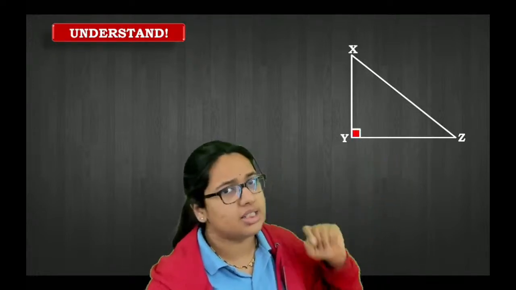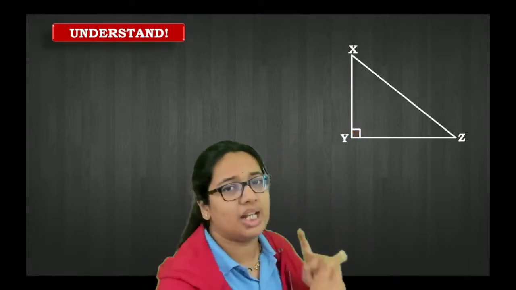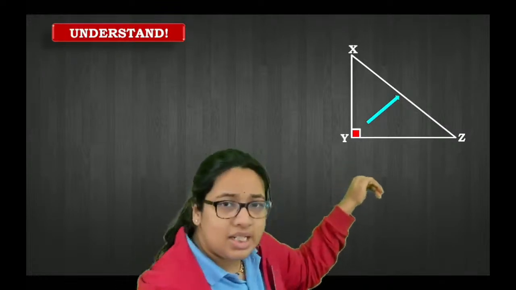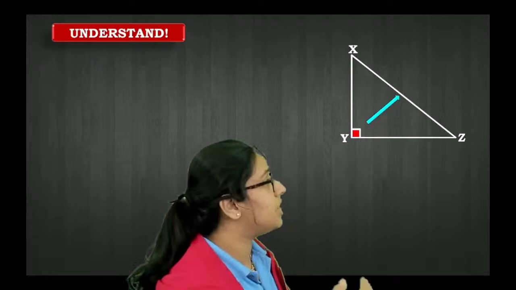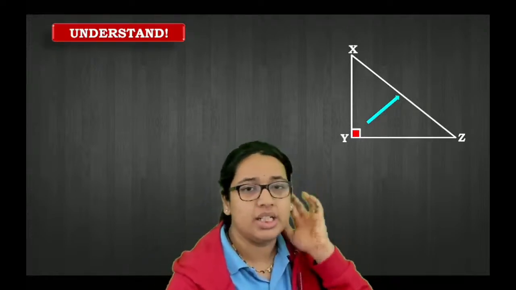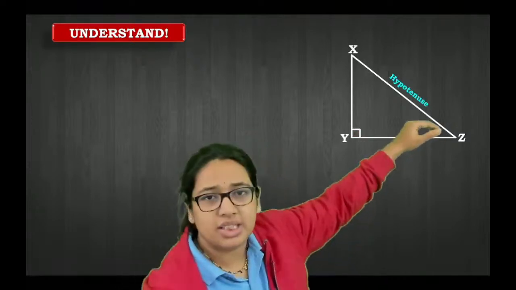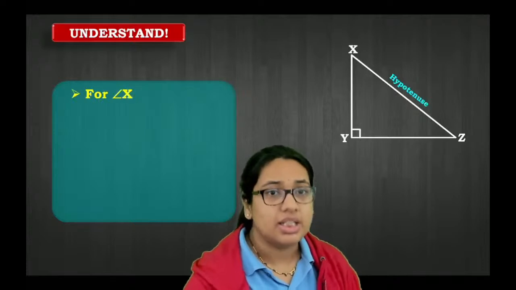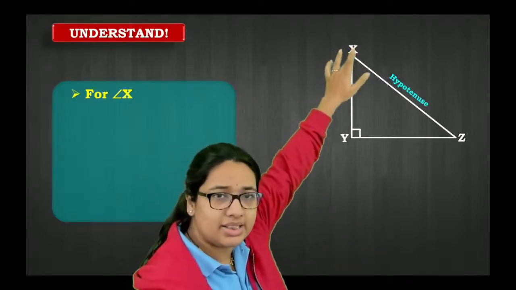A right angle triangle is nothing but you have to find a triangle in which one angle is 90 degrees, right? Whichever side is opposite to the 90 degree, the side which is opposite to the 90 degree is known as a hypotenuse. Hypotenuse is nothing but the side opposite to the 90 degree. Then, if this is the case, now we'll talk about angle x.